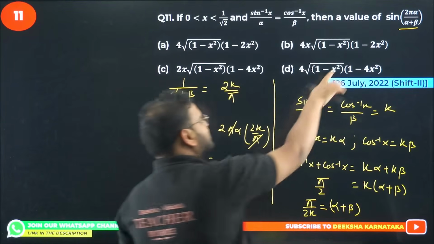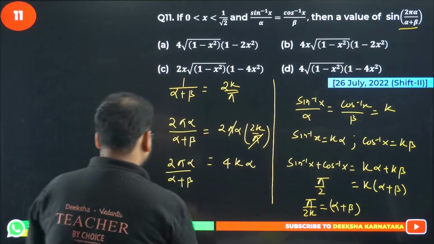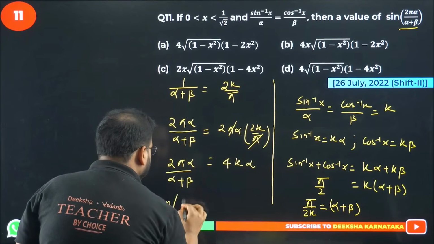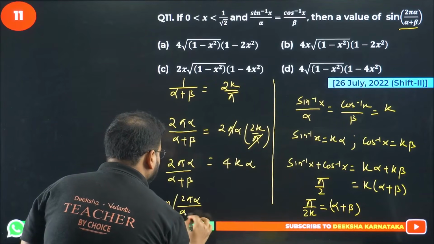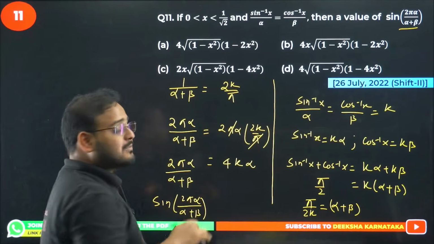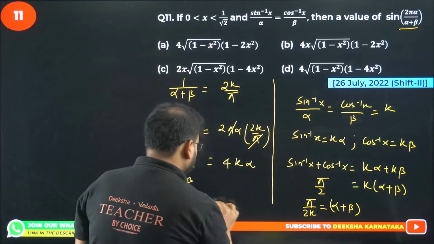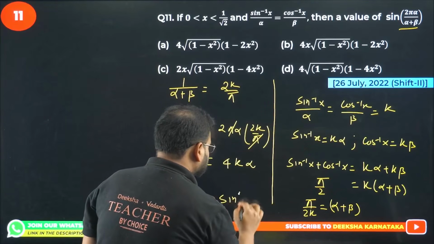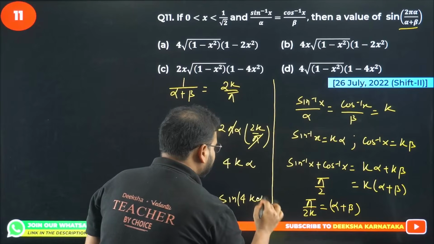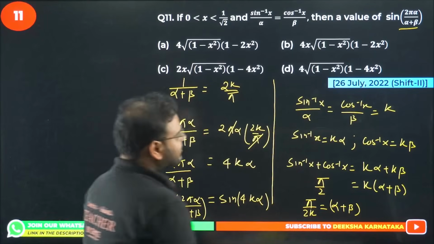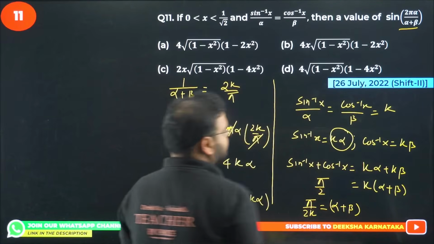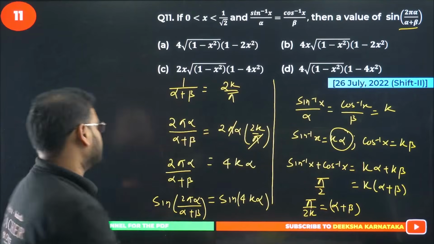Now there is a sine on both sides. Apply sine on both sides. Sine of 2 pi alpha upon alpha plus beta. I am doing all the steps so that it is self-understood. I'm not skipping anything so that you can make sense from your side also. Sine 4k alpha. Check this out. I have something for k alpha. What is that? It is sine inverse of x.